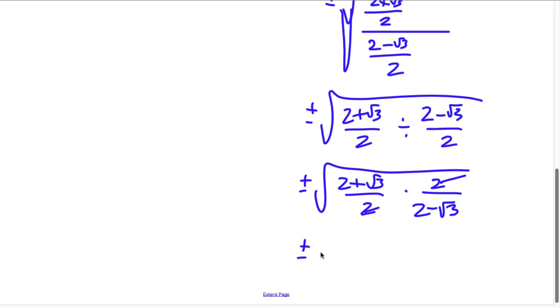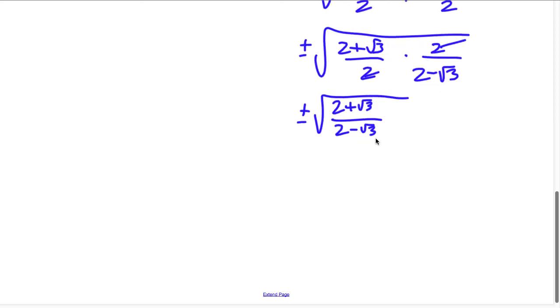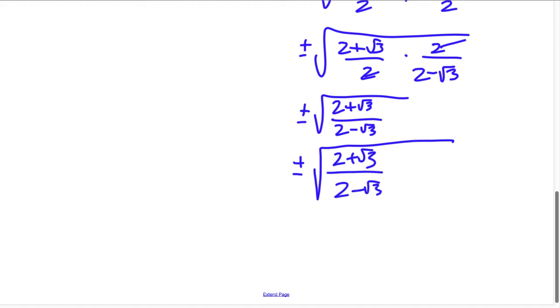so I'd be left with plus or minus the square root of 2 plus root 3 over 2 minus root 3. And you could probably keep going with that, like having a radical on the bottom of a fraction you shouldn't do, so maybe you should multiply top and bottom by the same thing, and then simplify. You might as well do that. Plus or minus, so the top is 2 plus root 3, the bottom's 2 minus root 3. So I'm going to multiply top and bottom by the conjugate of this, which is 2 plus root 3. 2 plus root 3.